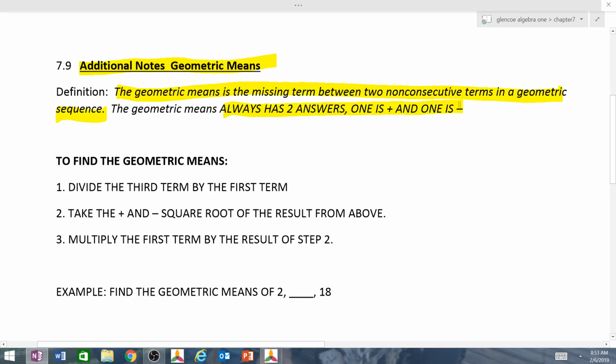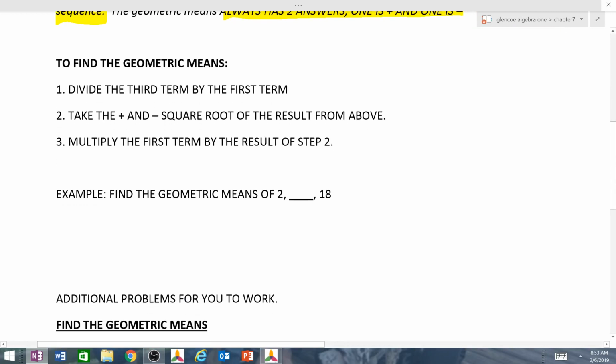Okay, to find the geometric means, here are your steps. Divide the third term by the first. Take the plus and minus square root of the result from that, and then multiply the first term by that result. Now, it's going to make sense when we do a problem.